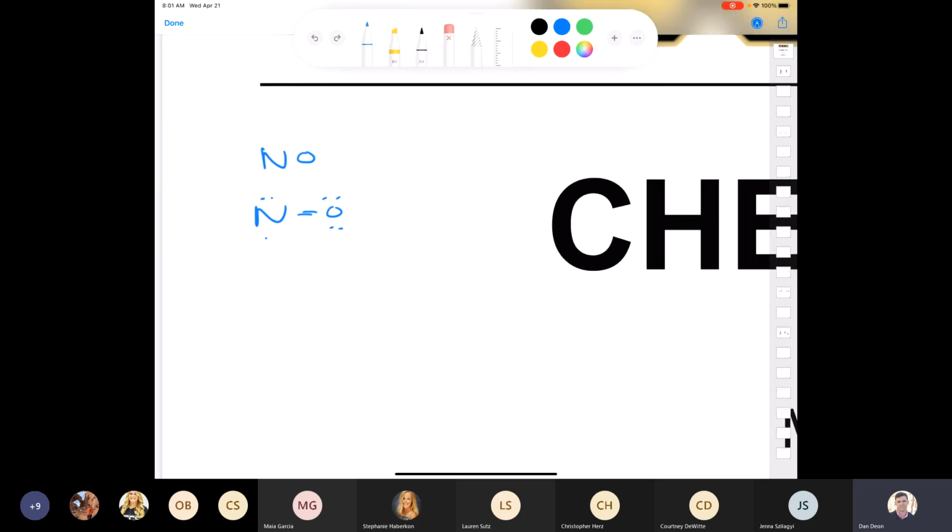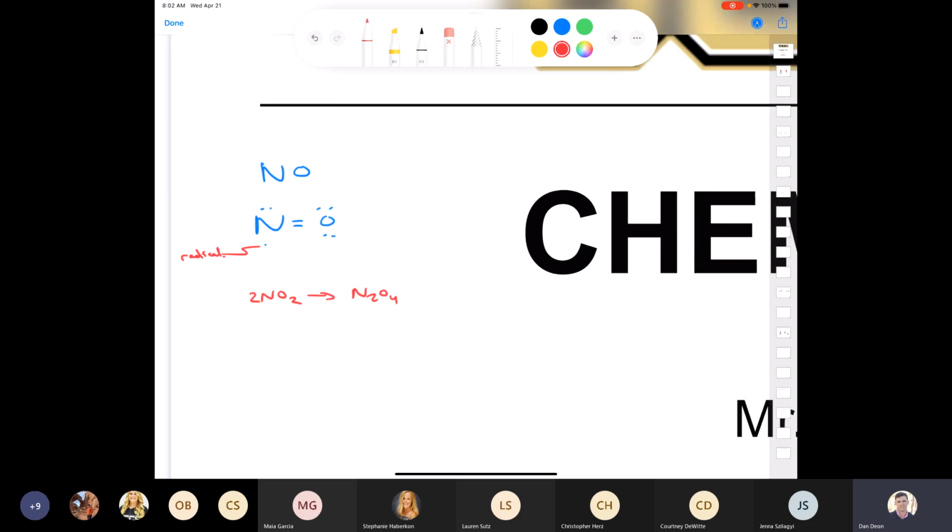You see that the nitrogen here is surrounded by 1, 2, 3, 4, 5, 6, 7 electrons, and so it has an incomplete octet. So that's where you would have seen radicals in general chemistry 1. Also, NO2 is a radical which dimerizes to give you N2O4. Anyhow, that's neither here nor there, but the whole idea is that when we have an unpaired electron, that is a radical.